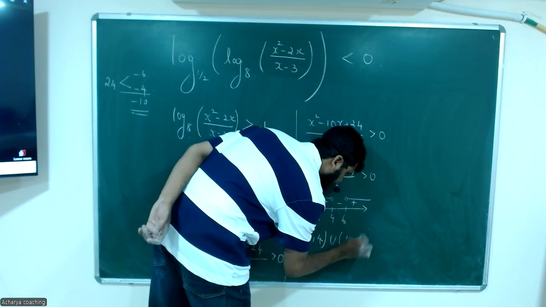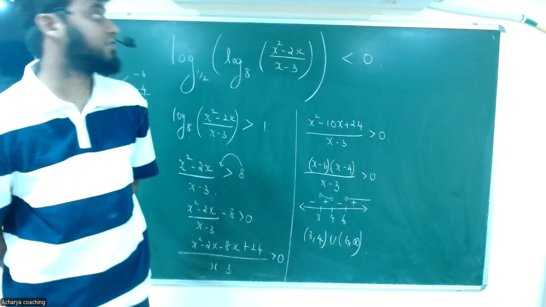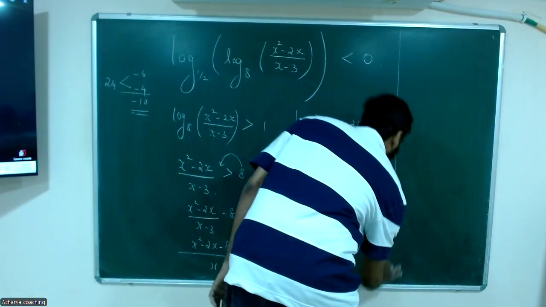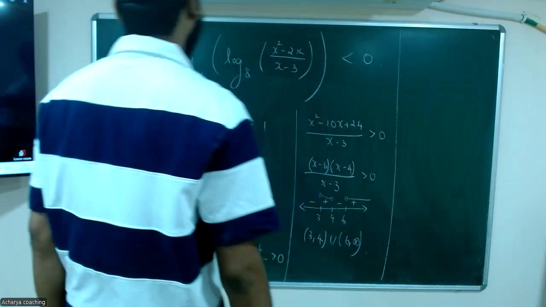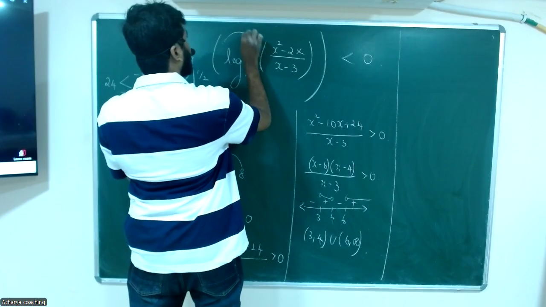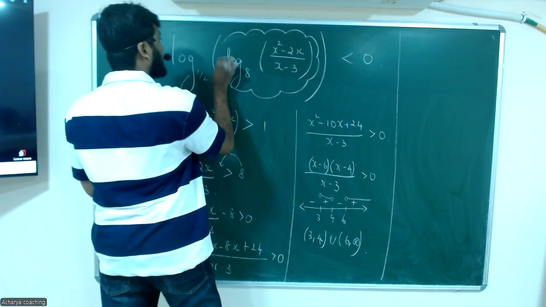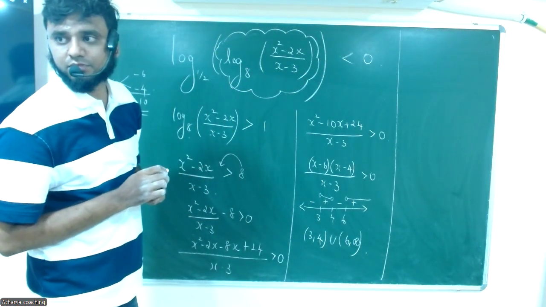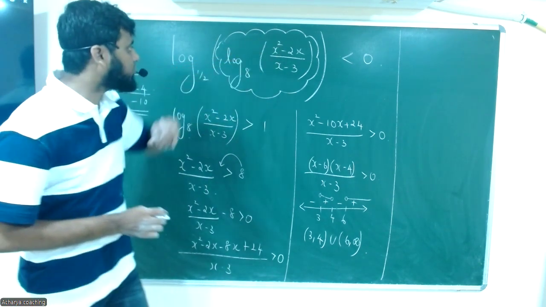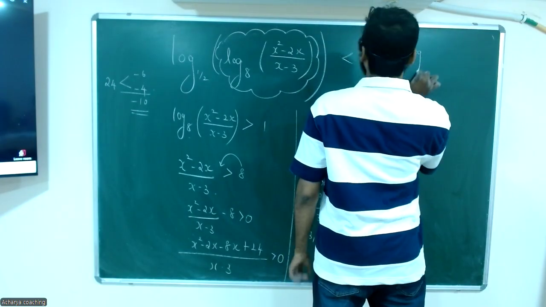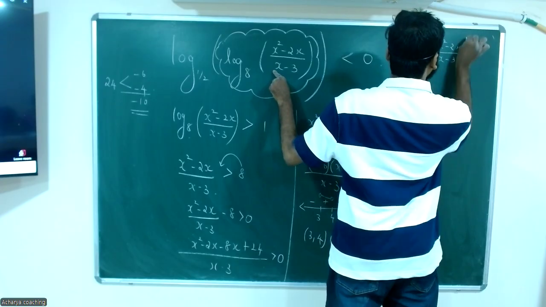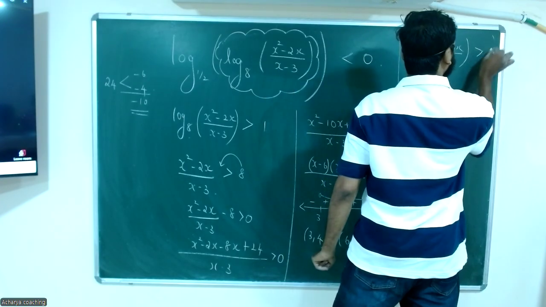Is this the final answer? No, defining part we have to check. Okay, so this is the solution part. In defining part, we have two things. This entire thing is there, right? This entire thing should be positive, right? Because this entire thing is inside one log. This entire thing should be positive, which means log x square minus x by x minus 3 with base 8, this should be positive greater than 0.